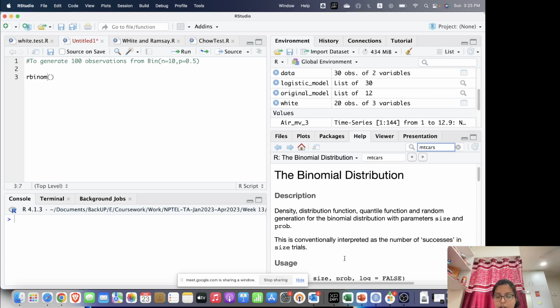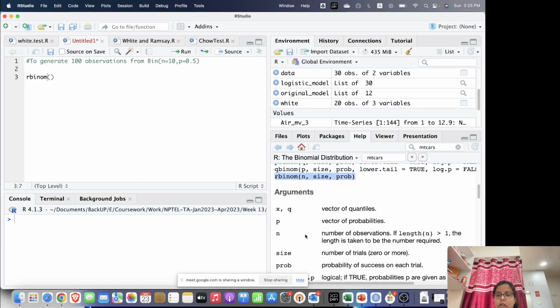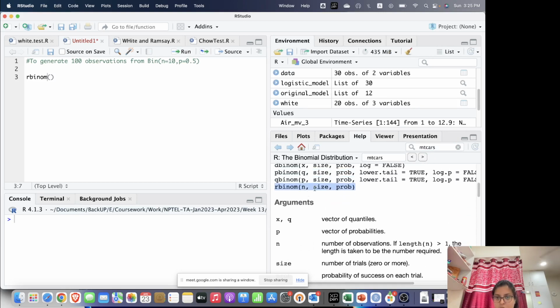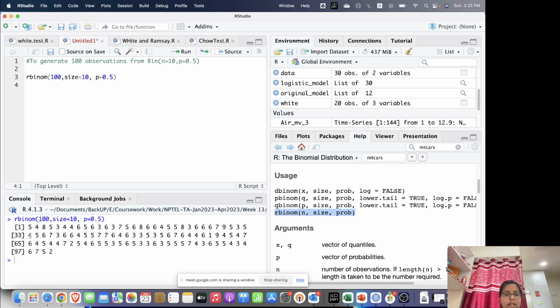So rbinom is going to generate random numbers with this size and probability. Size is the n parameter. I want to generate 100 numbers, with size of 10 and p equal to 0.5. So if I run it, I'm going to get 100 random numbers sampled from the binomial distribution.